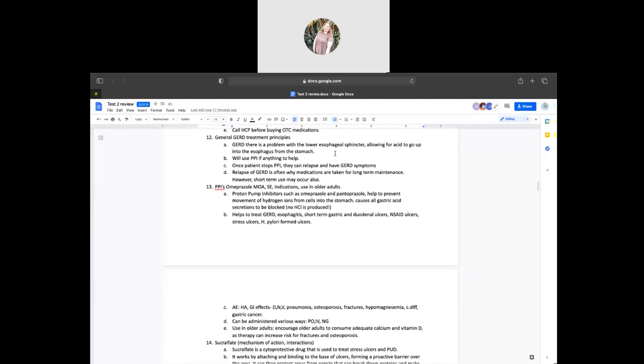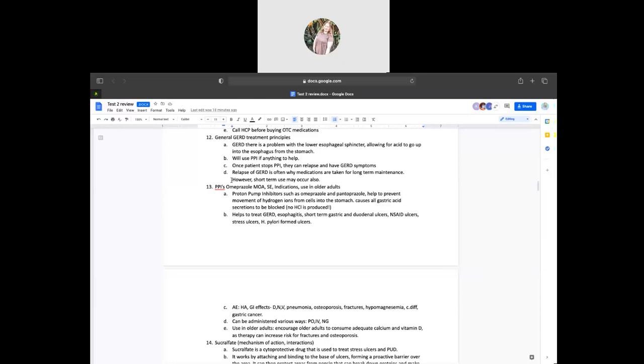if it's not treated. So, a lot of our patients with GERD may actually be given a PPI to help, because the proton pump inhibitor is going to help with that ulcer formation. Once the patient stops the PPI, they can relapse and have GERD symptoms. So that is why often a PPI will be taken long-term for GERD, because we don't want that patient to have a relapse of those GERD symptoms again.